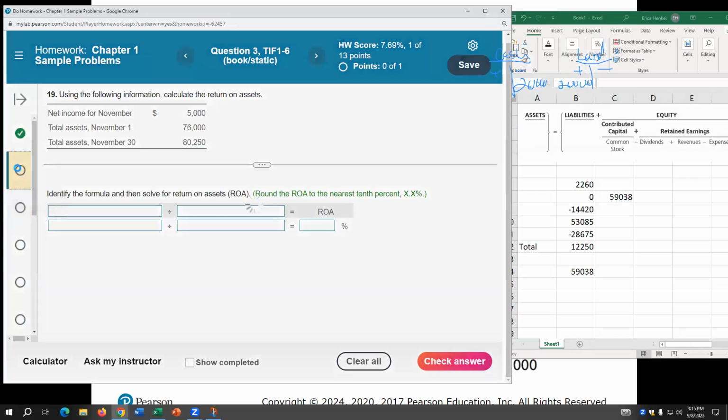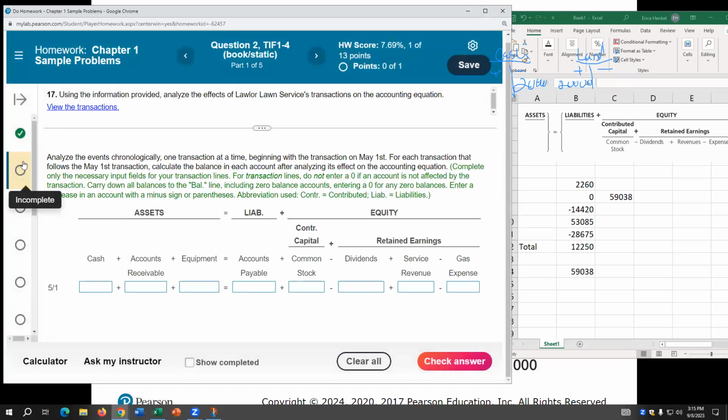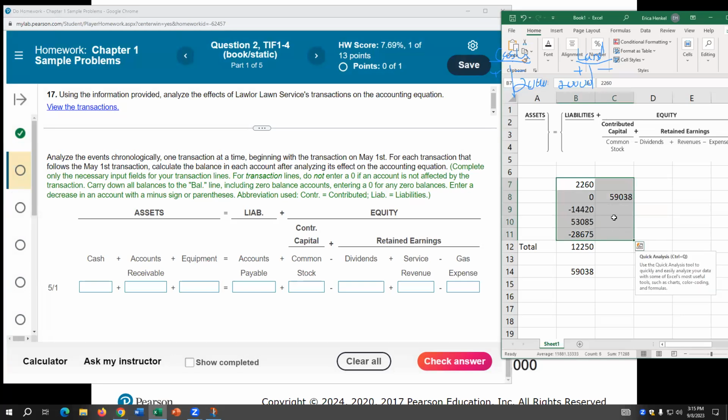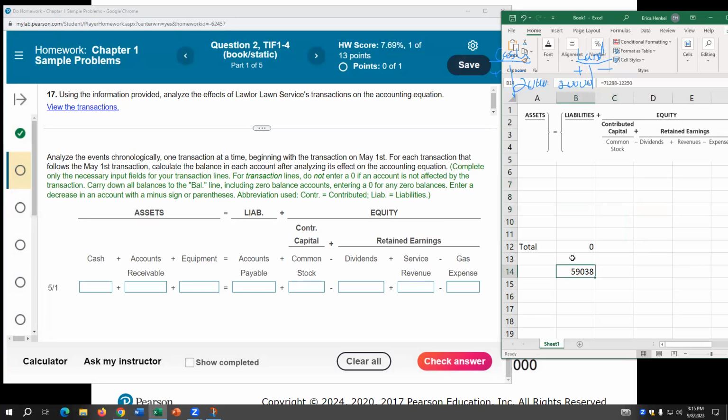Problem number 2. They gave us a list of transactions here, and they want you to go through the 5 transactions and record where they would go into this accounting equation, basically. So they give us the equation at the top here, and then we just have to kind of plug in what's going on.